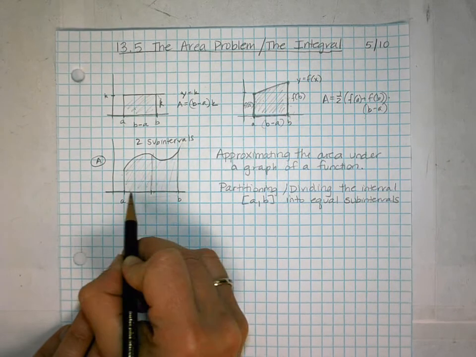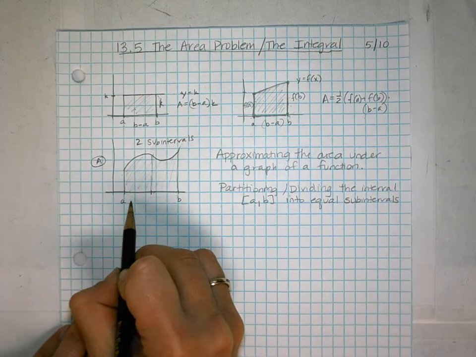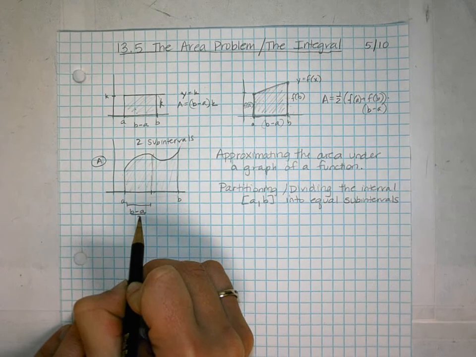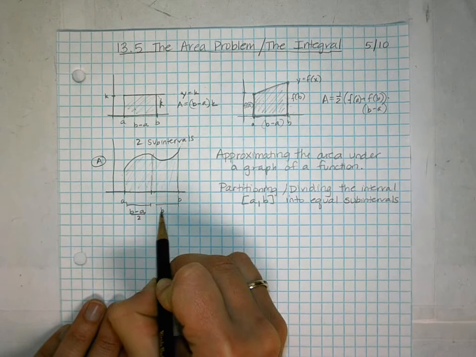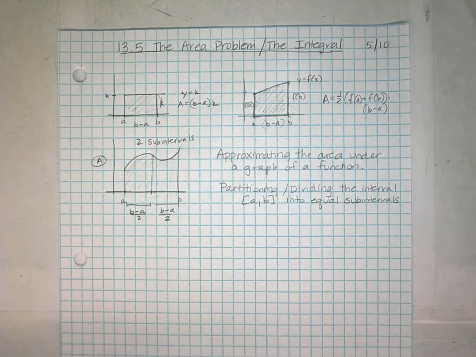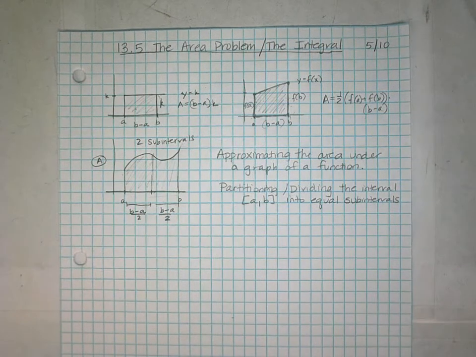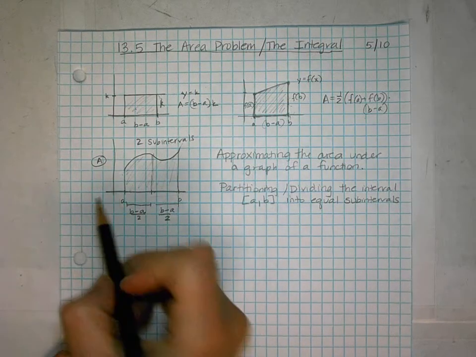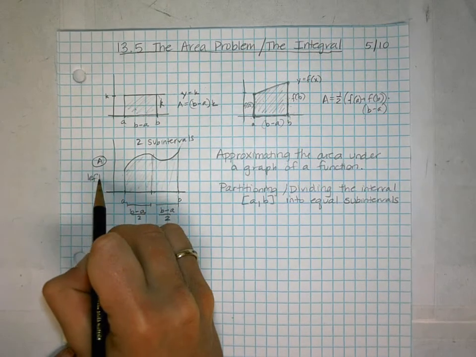How much would this piece be? This piece, from here to here, would be b minus a over 2. And then this piece from here to here would be b minus a over 2, right? It's this whole distance cut in half, divided by 2. Now, the first method of actually approximating, we're not finding the actual area, but approximating this area, is we can choose left endpoints.